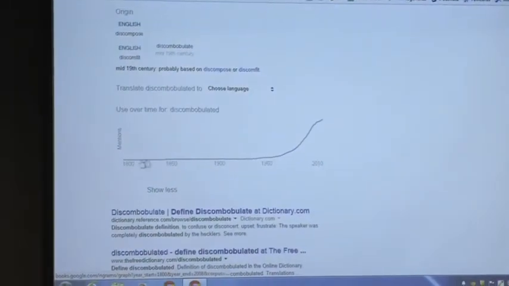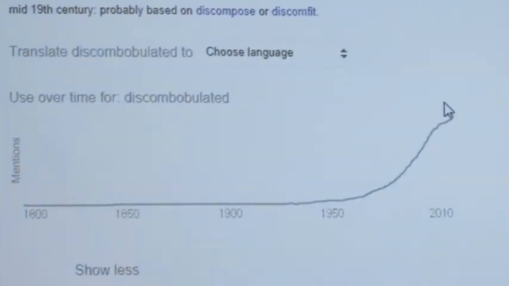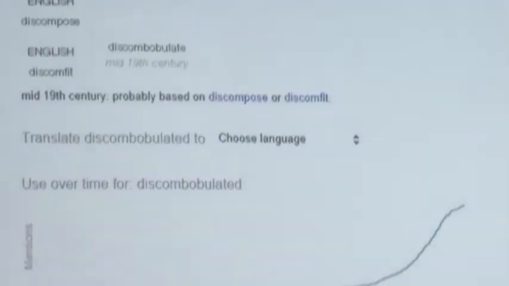and you can also get some additional information. You can see the origin of the word and when it came into use. And you can see really after the 1950s, it spiked in the use of discombobulate.